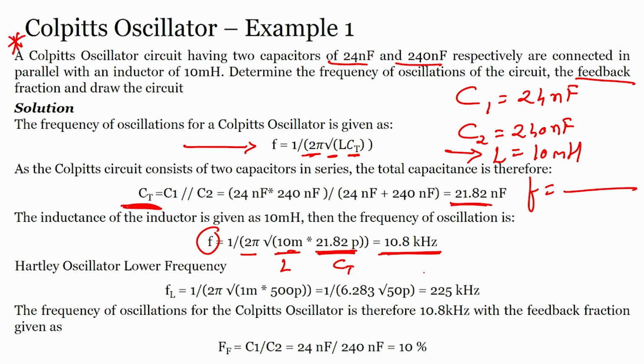Now, if I want to measure the Hartley oscillator frequency, which is lower, we have to consider 1 by 2 pi under root of 1 m into 500 picofarad, which equals 1 by 6.283 under root of 50 picofarad, which is 225 kilohertz. Again, we are just comparing with the Hartley oscillator, and if I compare, I can see this change. That is why we have these values.